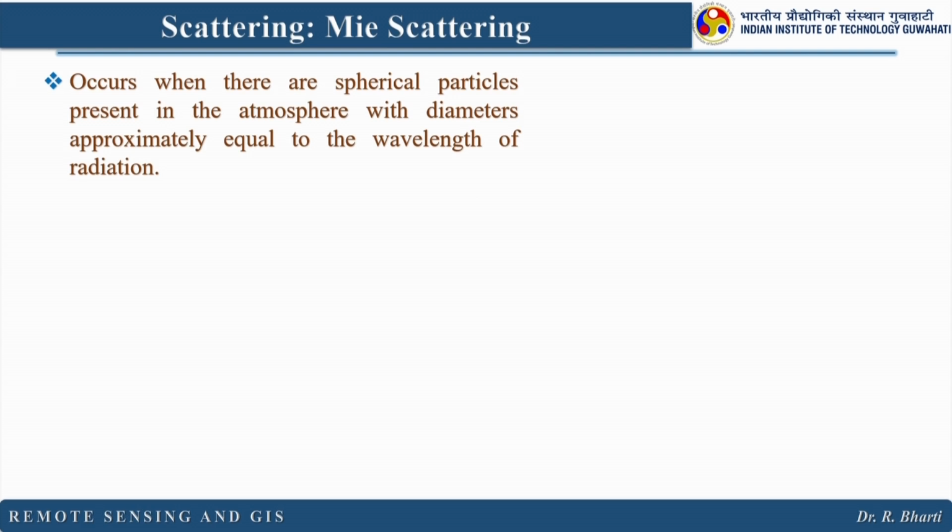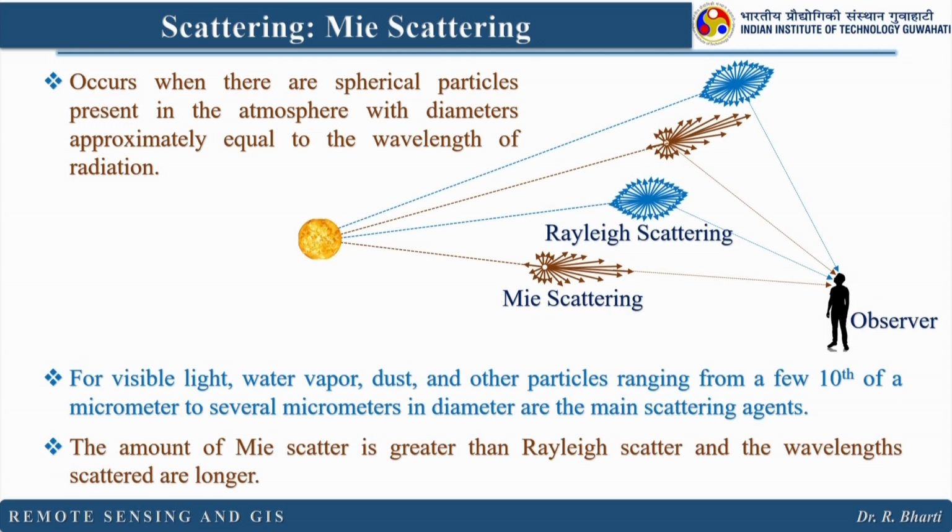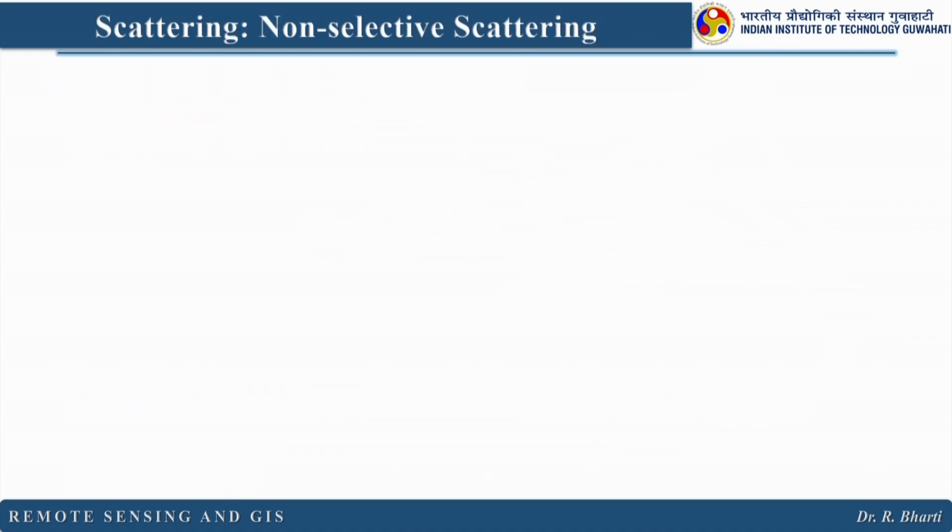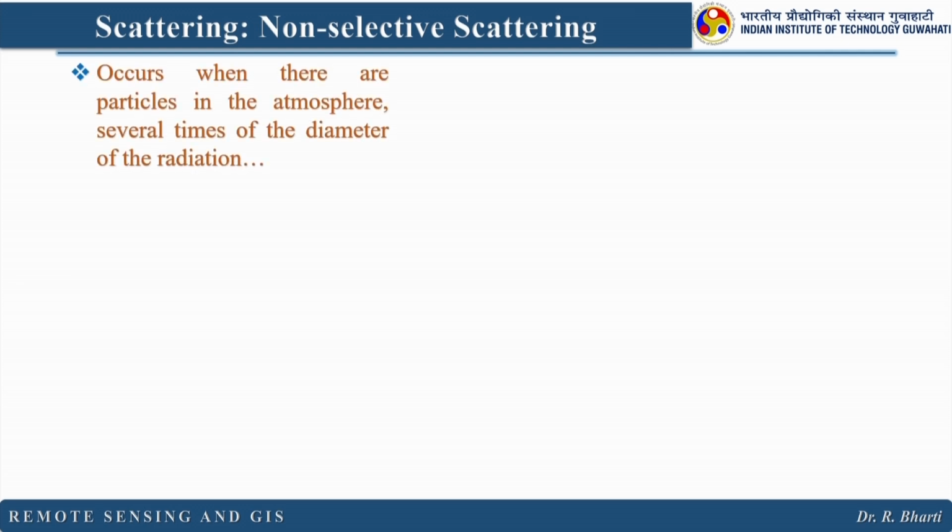It occurs when there are spherical particles present in the atmosphere with diameters approximately equal to the wavelength of radiation, and the amount of Mie scatter is greater than Rayleigh scatter and the wavelengths scattered are longer. So, now we are shifting towards longer wavelength. In non-selective scattering, it occurs when there are particles in the atmosphere several times the diameter of the radiation.